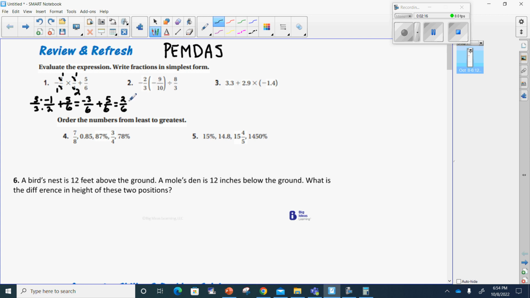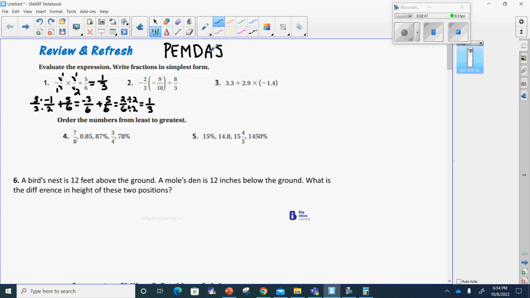And both of these are divisible by 2. So I can simplify this. Now this will become, well, 2 divided by 2 is 1, and 6 divided by 2 is 3. So my answer is 1/3. All right, that's how I do number 3.